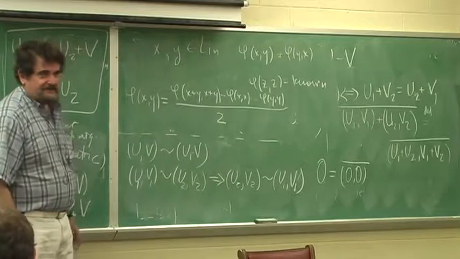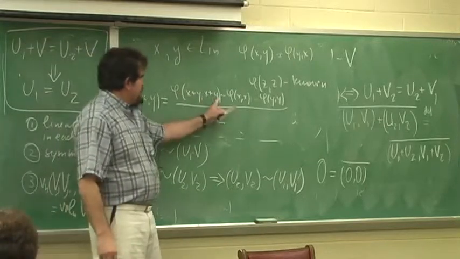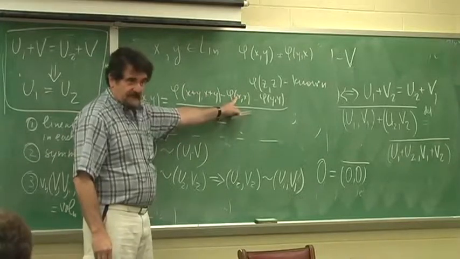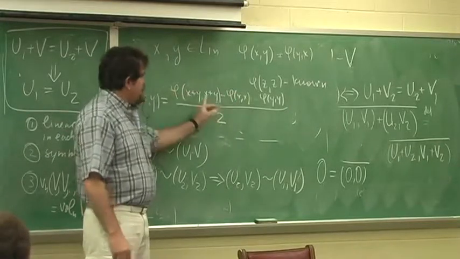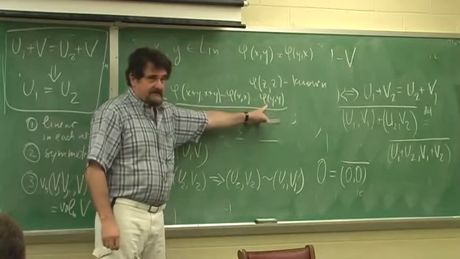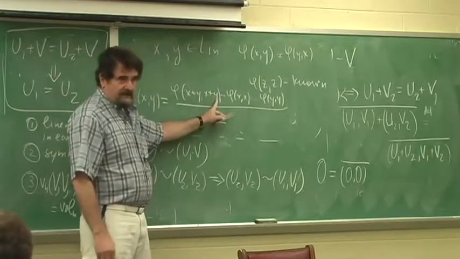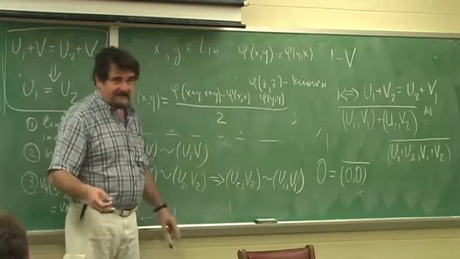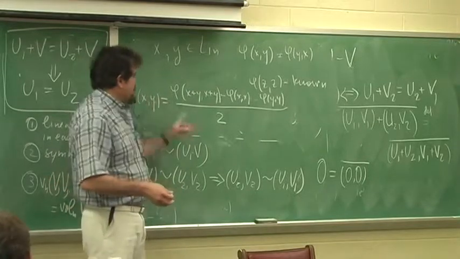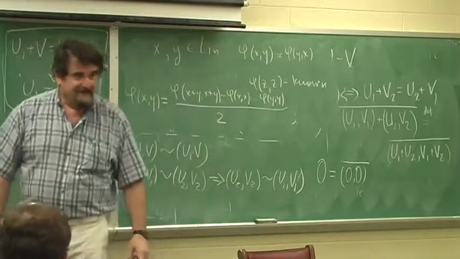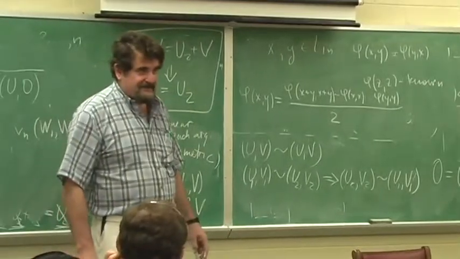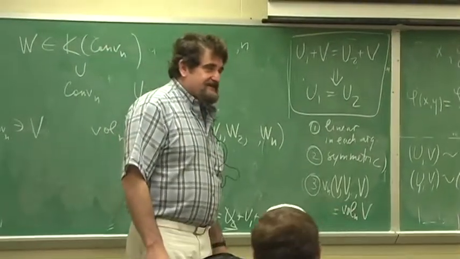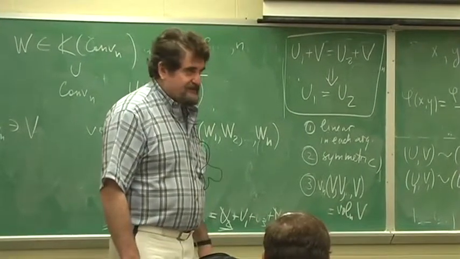You check it immediately. Because of linearity, this is what? It is phi of (x, x), which cancels, plus phi of (y, y), which cancels, plus phi of (x, y) plus phi of (y, x). But phi of (x, y) equals phi of (y, x), so I get 2 phi of (x, y), divided by 2, I'm done. It is called the polarization identity. And such a polarization identity exists for every number n, 2, 3, 4, 25, whatever.